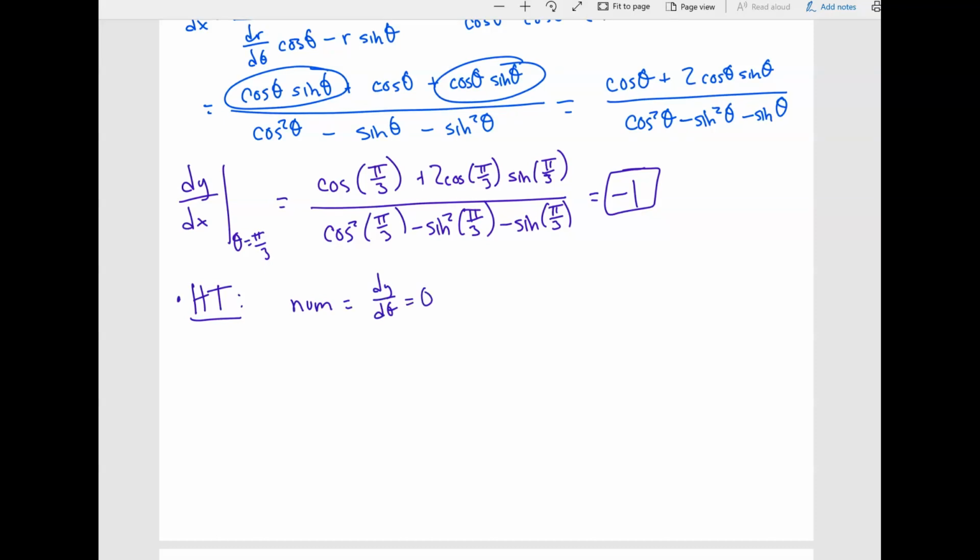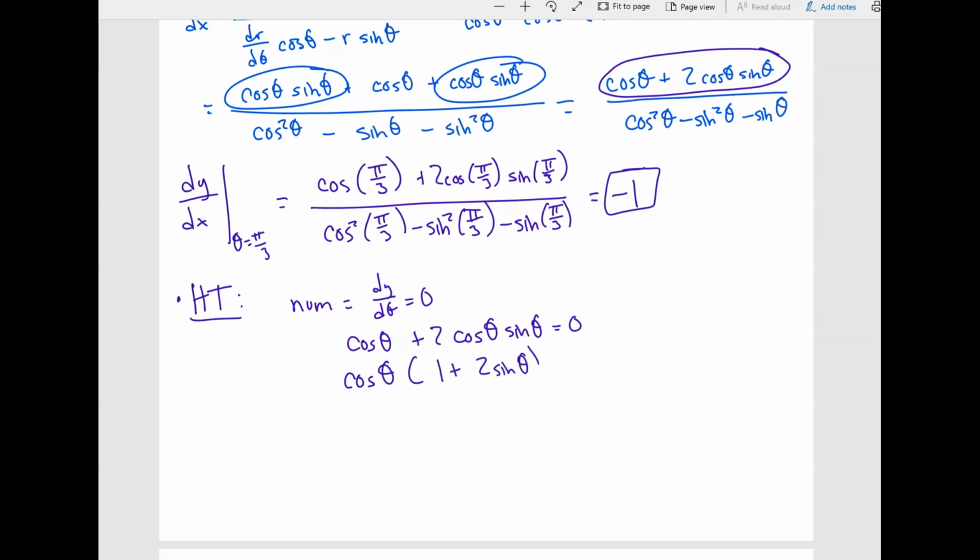So here dy/dθ is going to be this guy: cosine θ plus 2 cosine θ sine θ equals 0. Okay, so now let's factor out a cosine θ. You're going to get 1 plus 2 sine θ equal to 0. So we have that cosine θ equals 0 and 1 plus 2 sine θ equals 0.